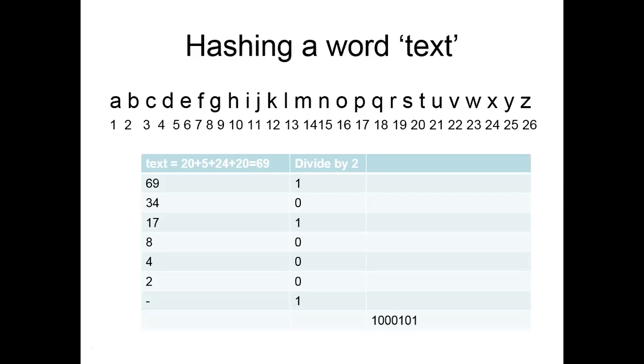When we are dividing 69 by 2, 34 with 1 left. And then 34 divided by 2, 17 with a remainder of 0. 17 divided by 2, 8 with a remainder of 1. Divide 8 by 2, 4 with a remainder of 0. Again divide 4 by 2, 2 with a remainder of 0. Then 2 divided by 2, 1 with a remainder of 0, and finally 1 divided by 2, 0 with a remainder of 1. Then when we are reading upward, 1 0 0 0 1 0 1 is the signature of text.